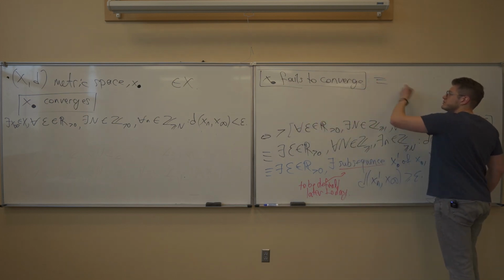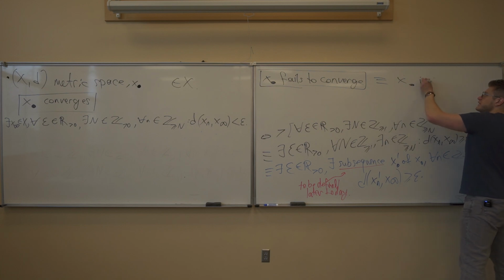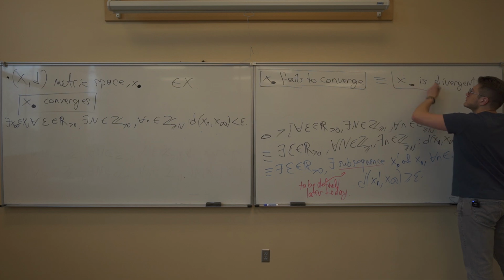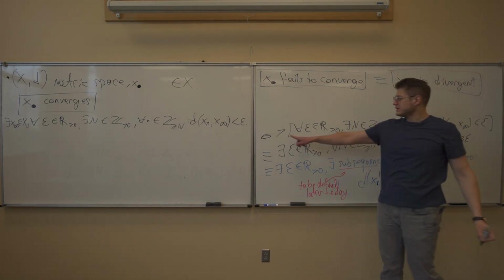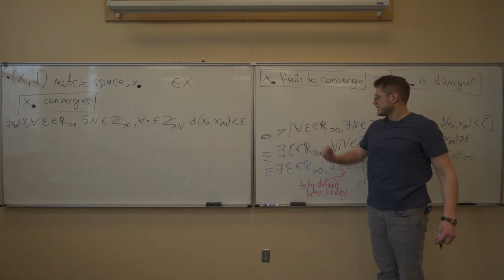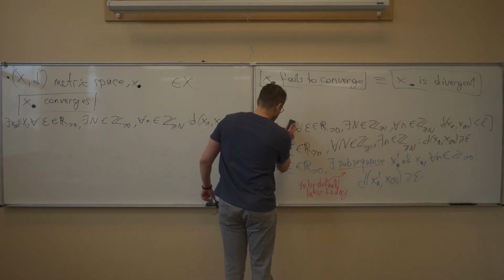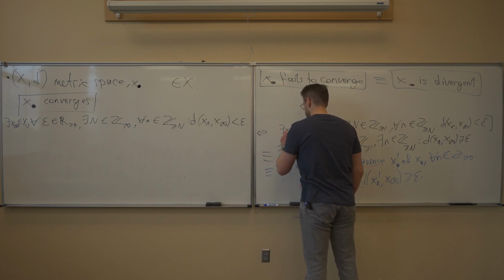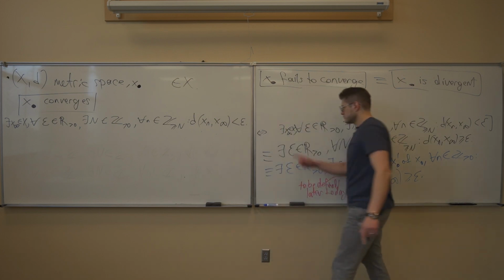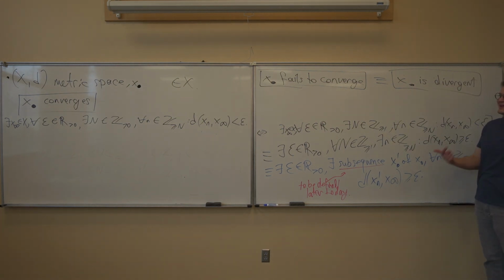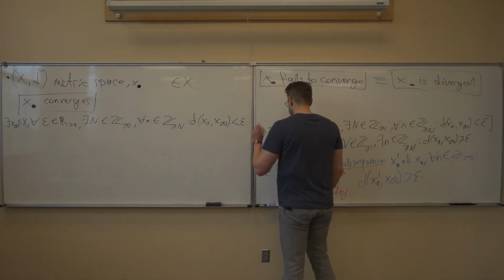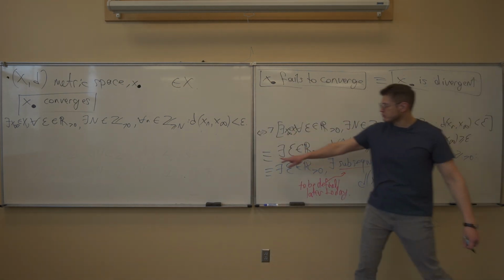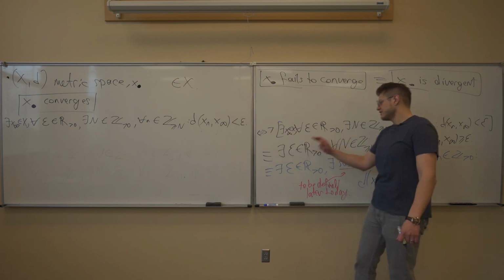Fails to converge is the same thing as x bullet is divergent, if and only if... again, I'm going to take the positive statement and put a negation in front of it. So this was a positive statement: there's an x infinity, there's a target such that blah, blah, blah happens, and then turn it into a negation. But you see now, this turns into, for any x infinity in x, there's an epsilon, blah, blah, blah.